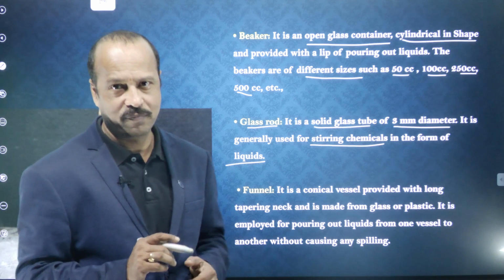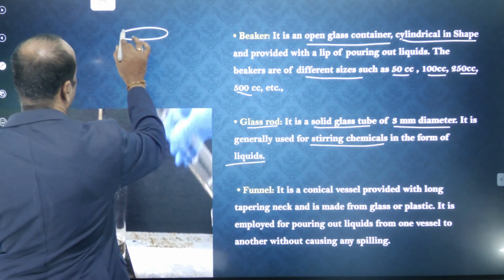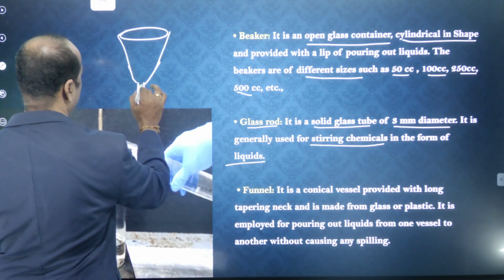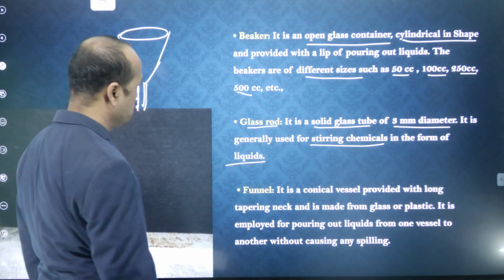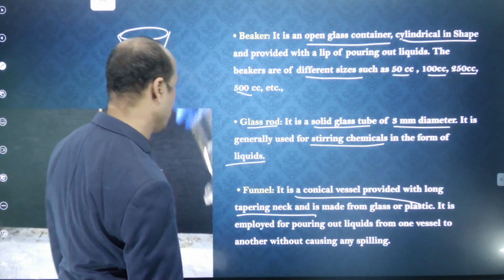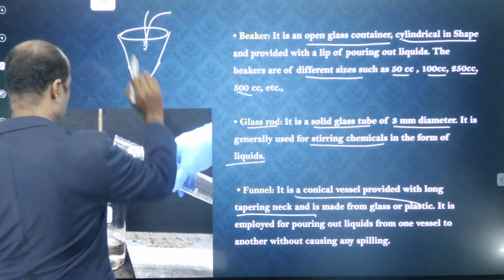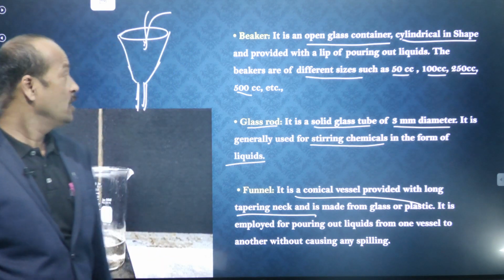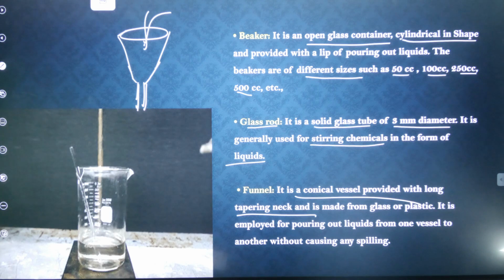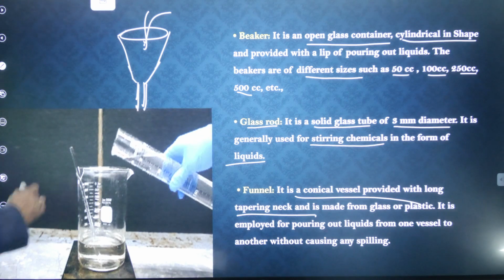And the funnel. The funnel is in a conical shape, something like this. It is a conical shape provided with a long tapering neck, and is made from glass or plastic. It is employed for pouring liquids. Whenever we want to pour some liquid, we use this funnel. Okay students, so these are the things to check here: beaker, glass rod, and funnel. Any doubt? No? Let's go to the next one now.